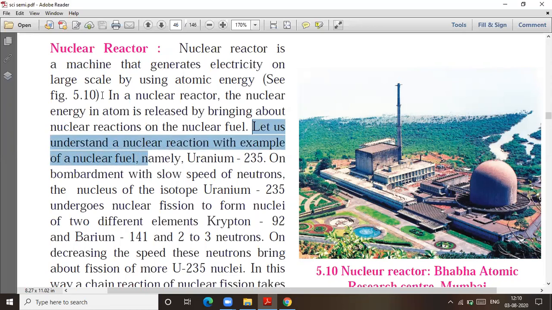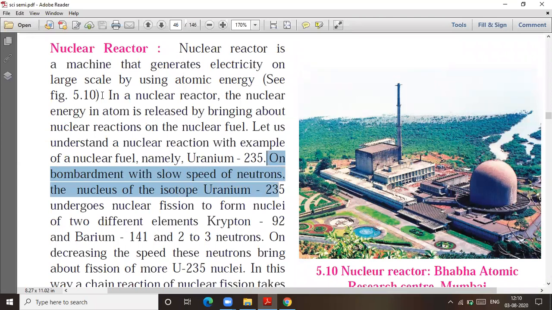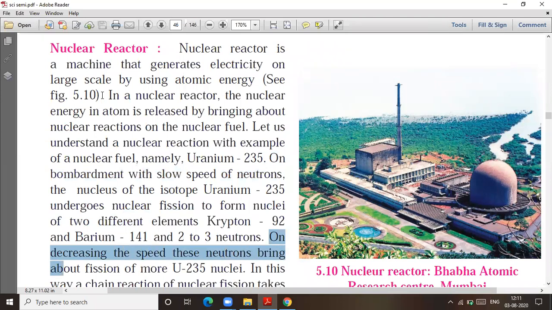Let us understand a nuclear reaction with the example of a nuclear fuel. So which is the nuclear fuel? Uranium 235. Fuel means ईंधन. Uranium 235 is a nuclear fuel, and we use it for the production of energy or atomic energy. On the bombardment with slow speed neutrons, the nucleus of the isotope uranium 235 undergoes nuclear fission to form nuclei of two different elements, krypton 92 and barium 141, and 2 to 3 neutrons are also produced.